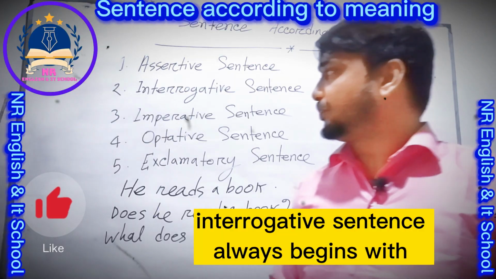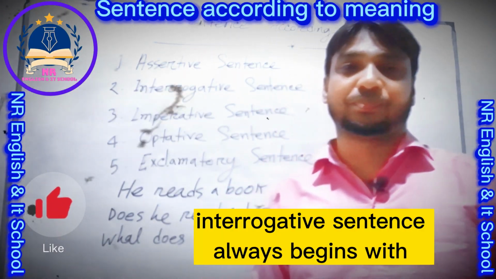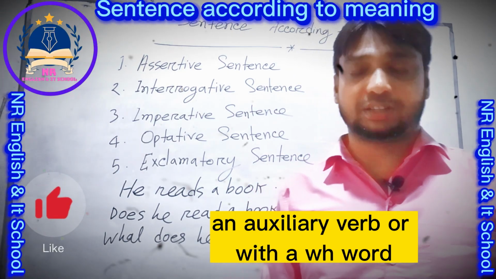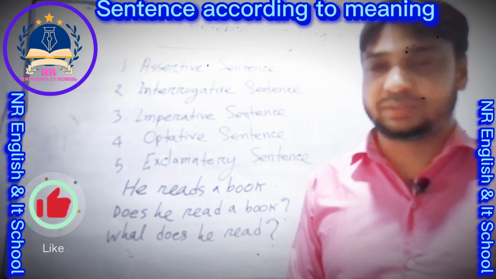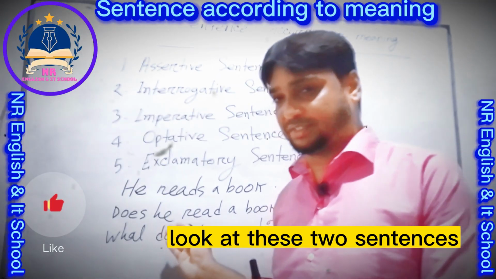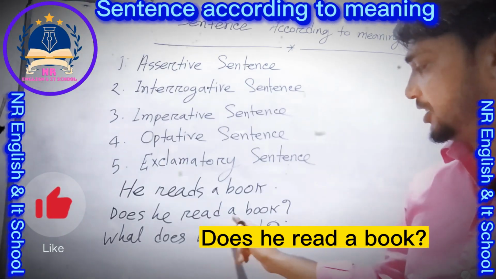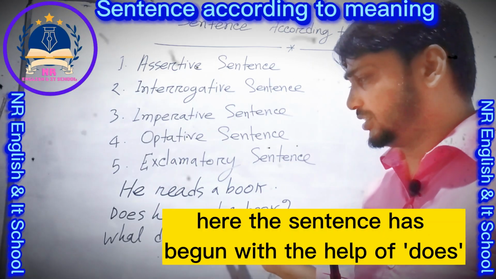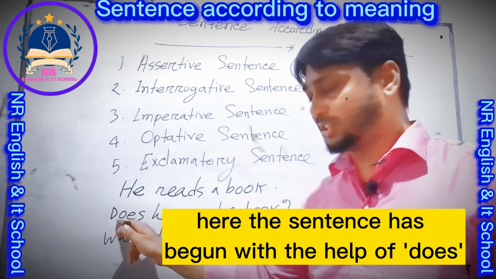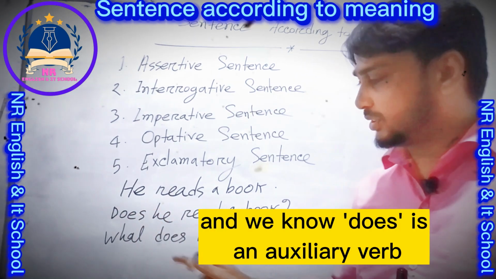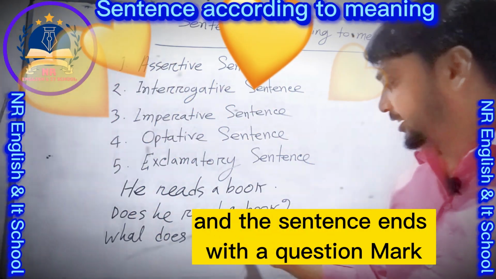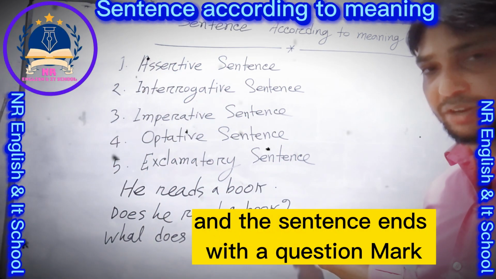An interrogative sentence always begins with an auxiliary verb or with a WH word. Look at these two sentences. Does he read a book? Here the sentence has begun with the help of does, and we know does is an auxiliary verb, and the sentence ends with a question mark.